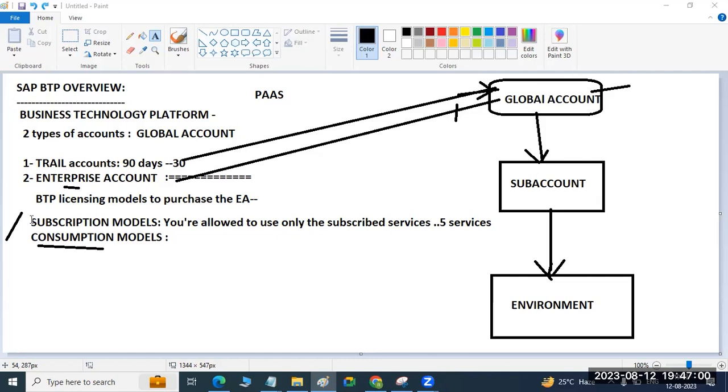Then in the enterprise account, they ask you which model you require, subscription based or consumption based. But your client is going for the first time and doesn't know anything. He asks you to suggest one, right? Say your customer is the fixed one.